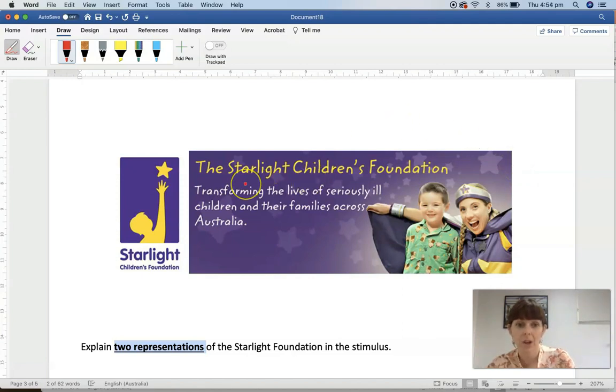Transforming the lives of seriously ill children and their families. I'm going to circle this word. I like it, transforming. So it's obviously really important that it's transformative. We have over here a child with, I guess, someone that works there, smiling. She's wearing a cape. So there's this idea of superheroes.